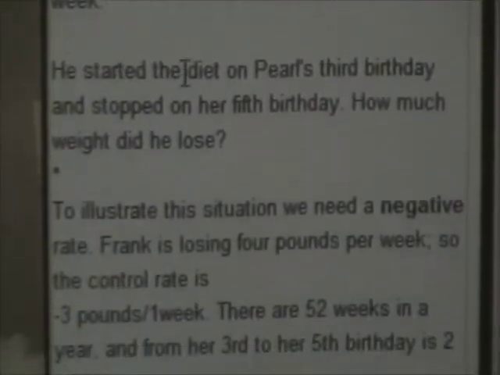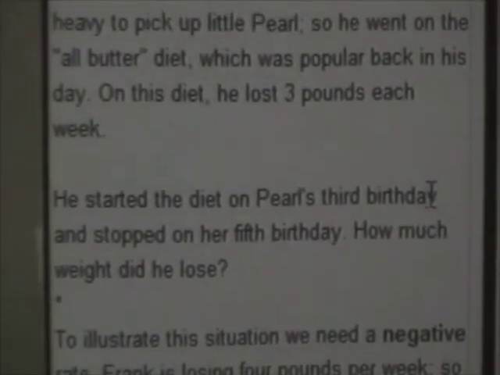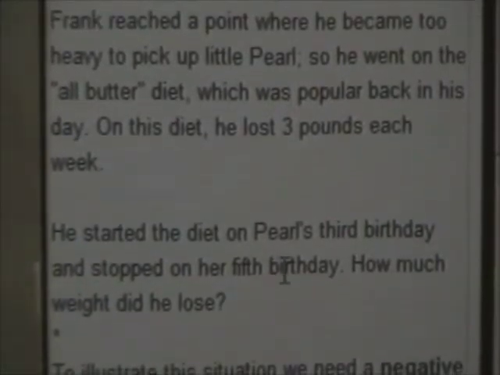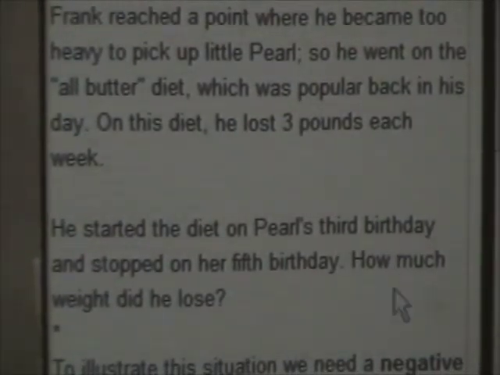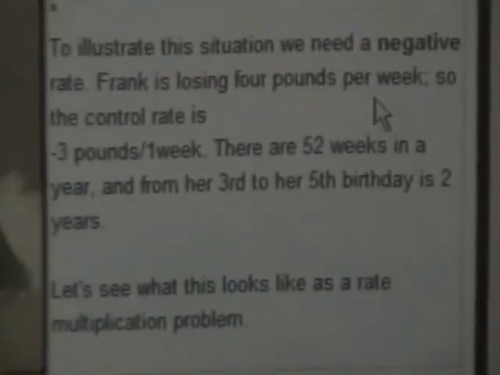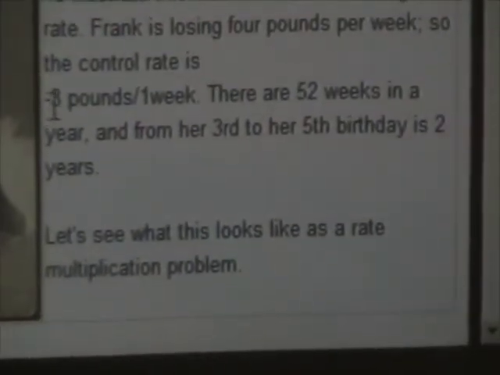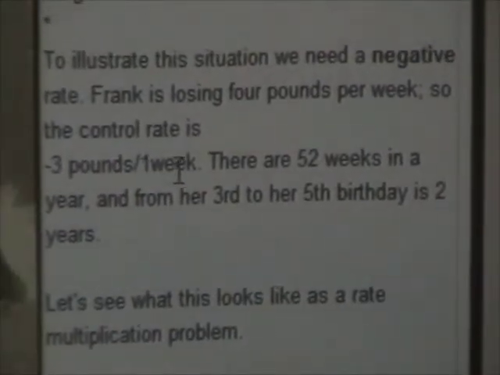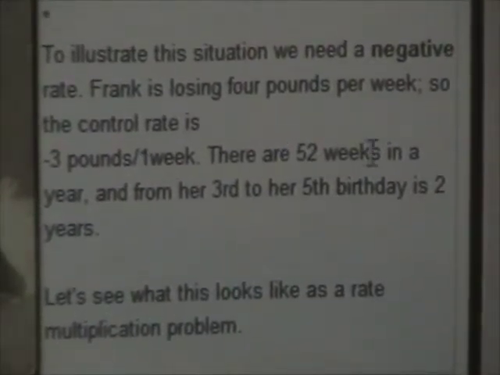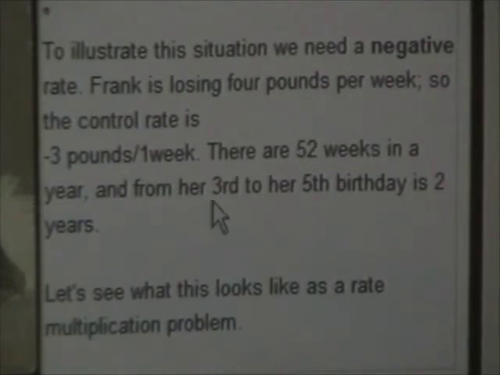He started the diet on Pearl's 3rd birthday and stopped on her 5th birthday. How much weight did he lose? All right, how long was he on this diet? The rate is negative 3 pounds per 1 week. And there are 52 weeks in a year, and from her 3rd to her 5th birthday is 2 years.